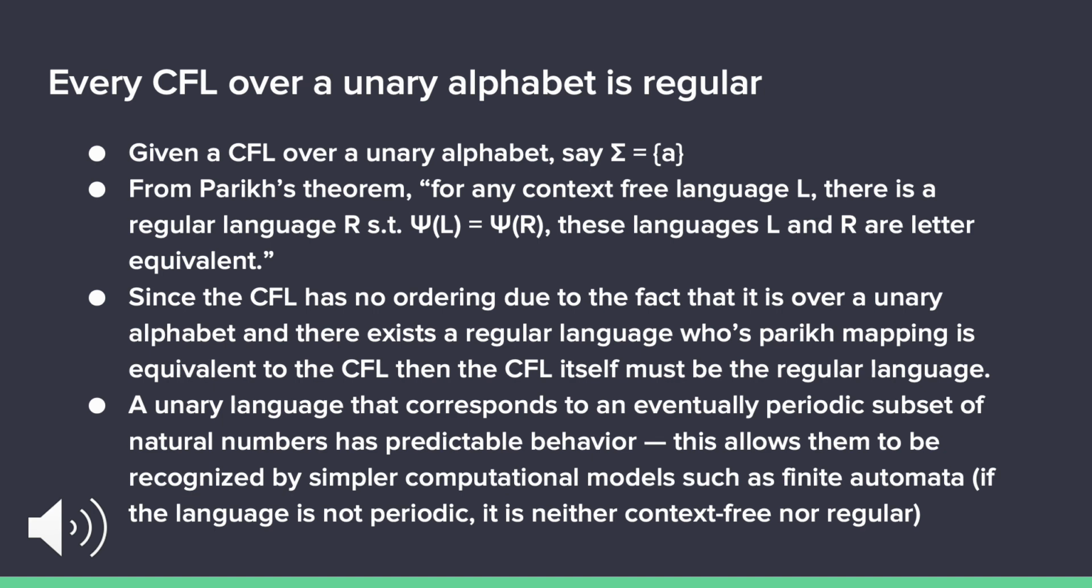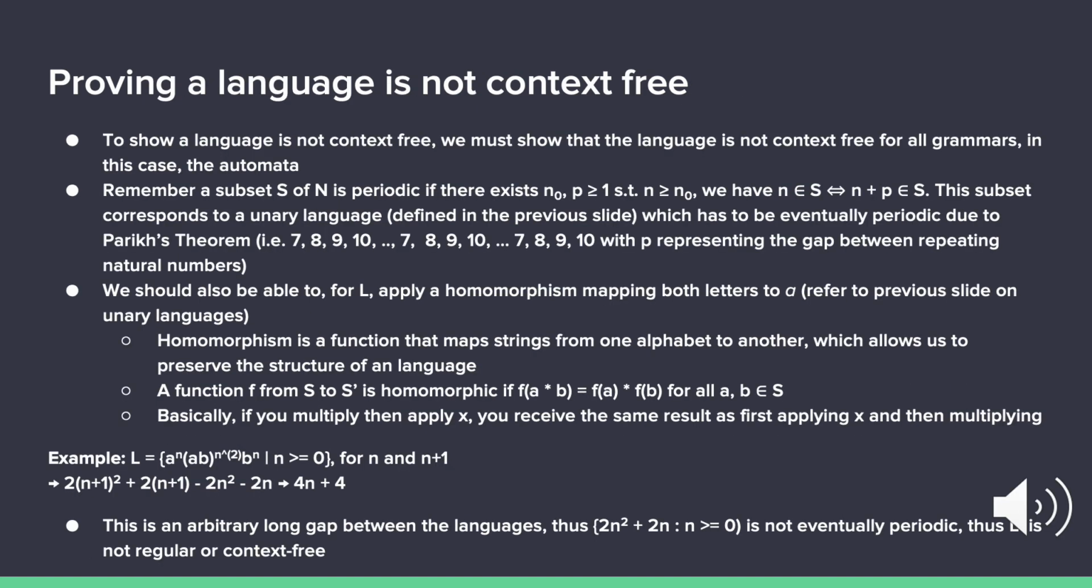So another fact that we must mention is that a unary language that corresponds to an eventually periodic subset of natural numbers has a predictable behavior. And this is important for our case in terms of Parikh's theorem because this allows them to be recognized by simpler computational models such as finite automata and other computational machines. And as a result, we know that if a language is not periodic, it is neither context-free nor regular. So how do we prove a language is not context-free? Well, to show that a language is not context-free, we must show that the language is not context-free for all grammars, in this case the automata.